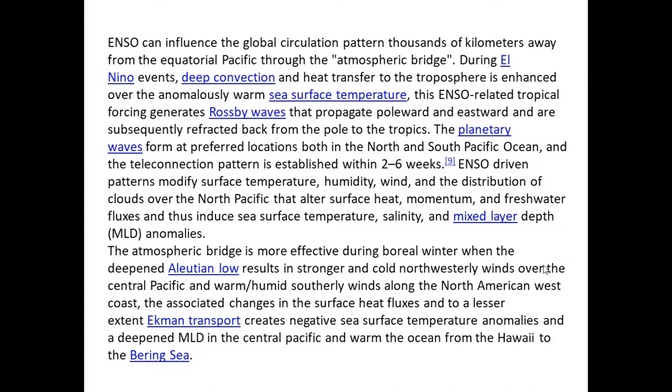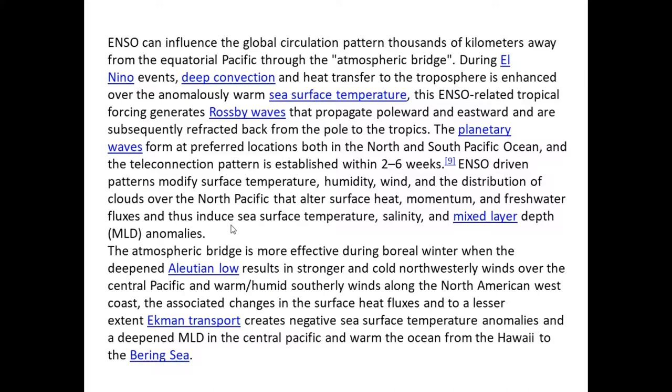So ENSO-driven patterns modify surface temperature, humidity, wind, and distribution of clouds over the North Pacific that alter surface heat, momentum, basically water momentum, and freshwater fluxes, and thus induce sea surface temperature, salinity, and mixed layer depth (MLD) anomalies. The atmospheric bridge is more effective during boreal winter when the deepened Aleutian low results in stronger and cold northwesterly winds over the central Pacific and warm, humid southerly flows along the North American West Coast.